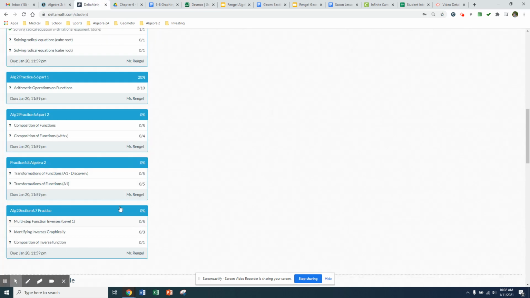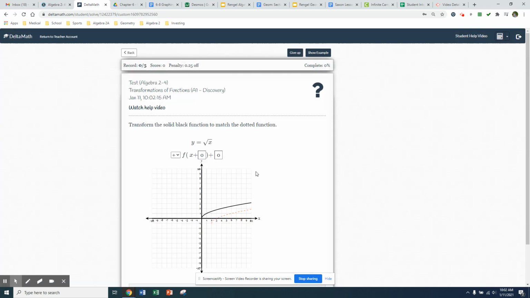Heading to Delta Math really quick, just want to show you kind of what you'll be practicing. So we're on practice 6-8. There's only one assignment, so we only do one day. We will do a discovery method.